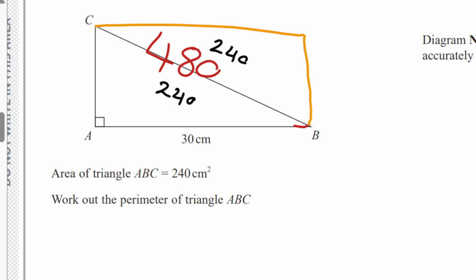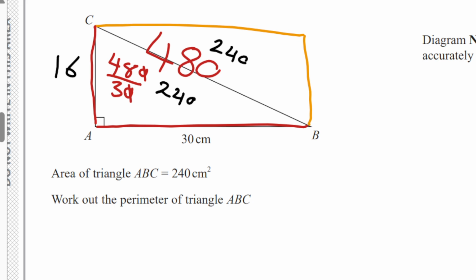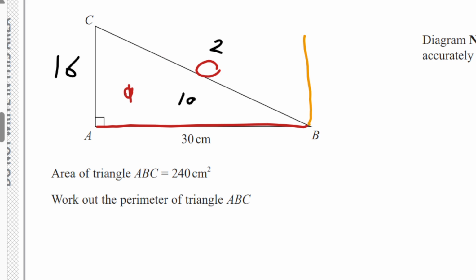Now, if this is 30, 30 times what makes 480? Is 480 divided by 30. Plug this in your calculator. It gives you 16. We got this one. We don't need all this. All right.